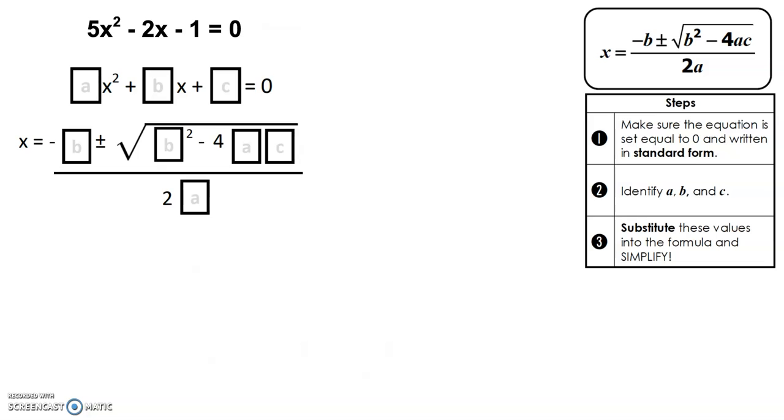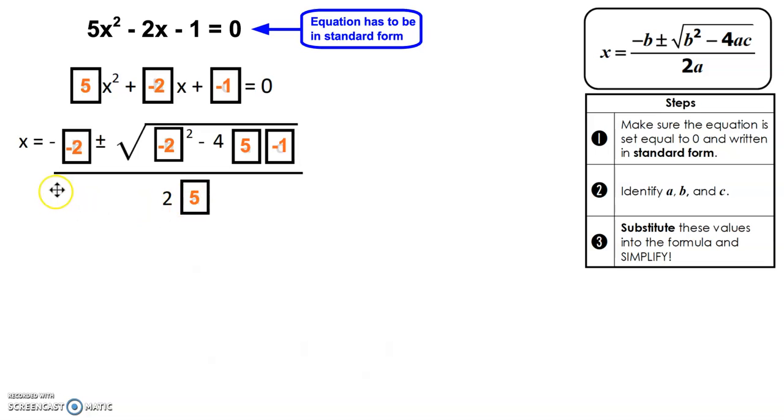All right, let's take a look at 5x squared minus 2x minus 1 equals 0. It's already in standard form, so we can identify our a, b, and c. So a is 5, b is negative 2, c is negative 1. Now I can plug in our values. I have negative b plus or minus the square root of b squared minus 4ac all over 2a.